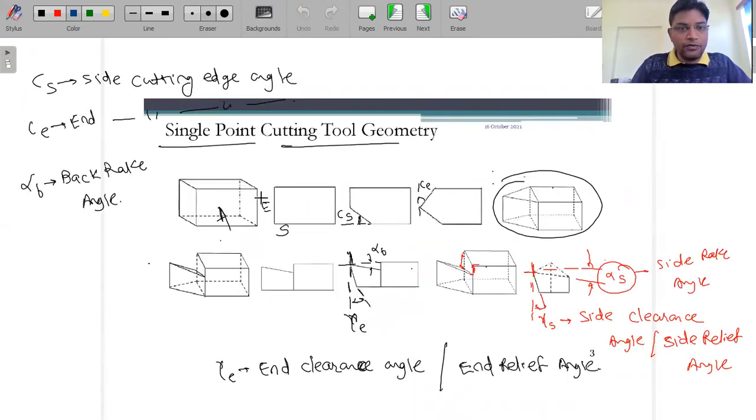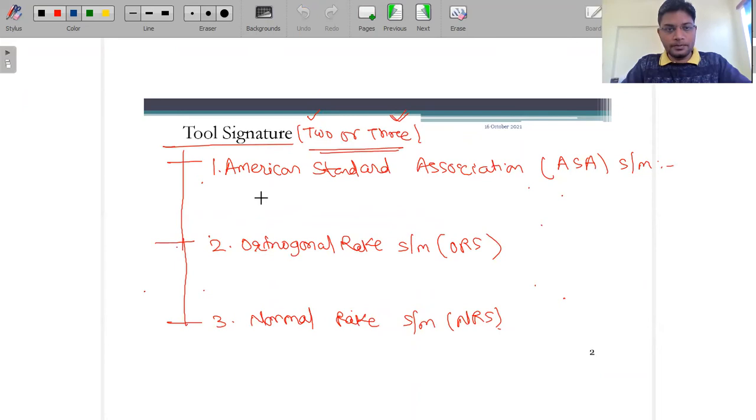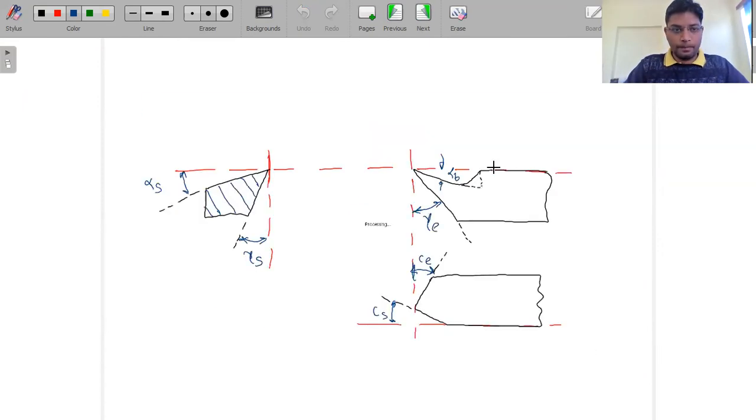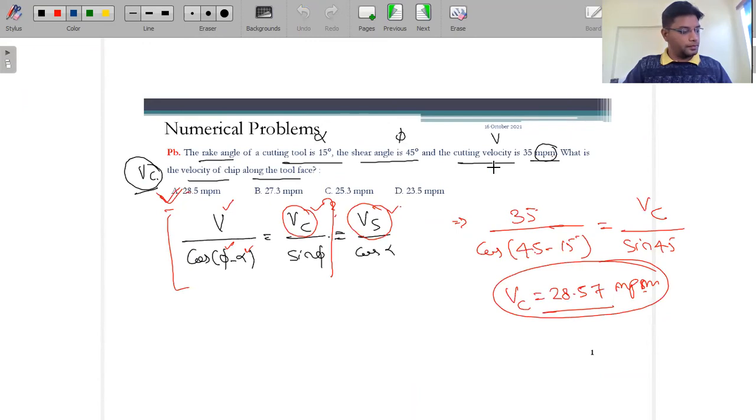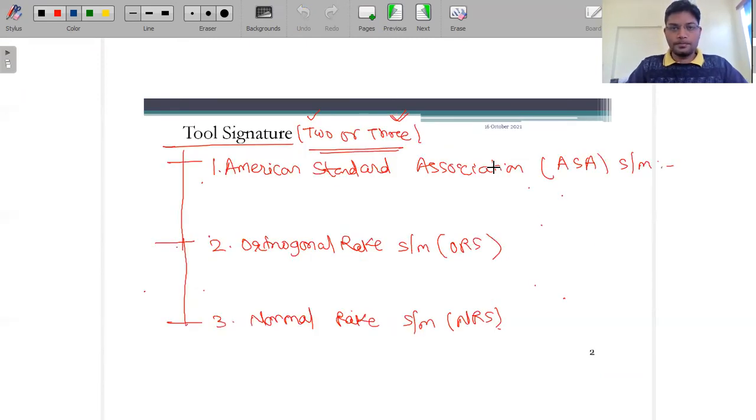Now let's move, guys. If you have any doubt, you can ask me. I can wait for 1 minute, then we'll move to the tool signatures. No question? I hope no one is sleeping. Okay, so let's move to the tool signatures.